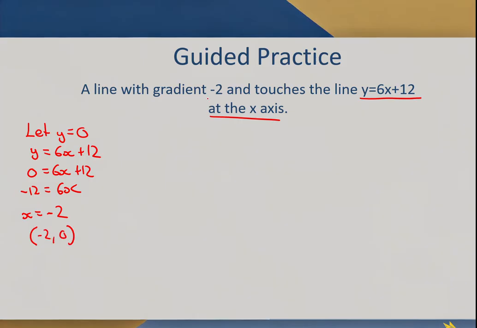So now I've got my gradient here. I can then use point-intercept form. m, x minus x1 is equal to y minus y1. So m is going to be negative 2. x minus my x1, so here on the bottom, I'll put x1 and y1. So that will be negative 2, and equals y take away 0.